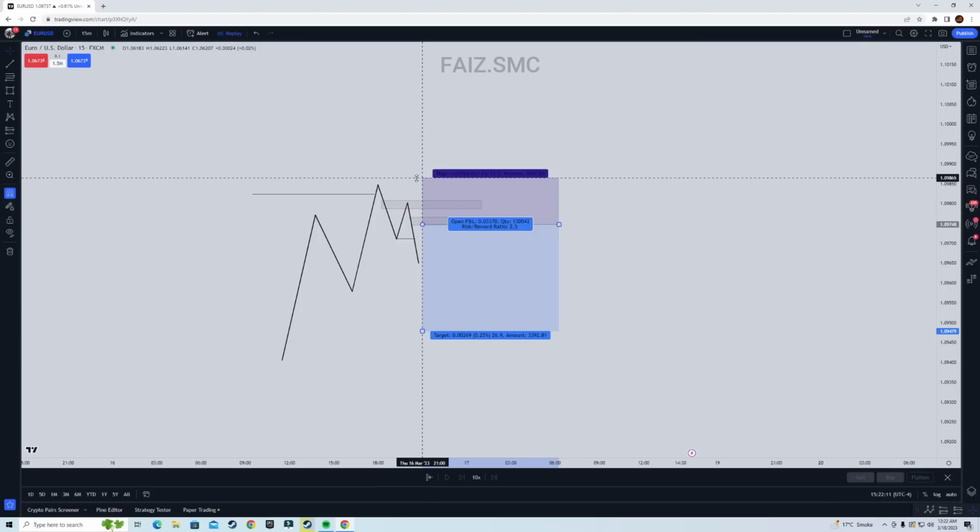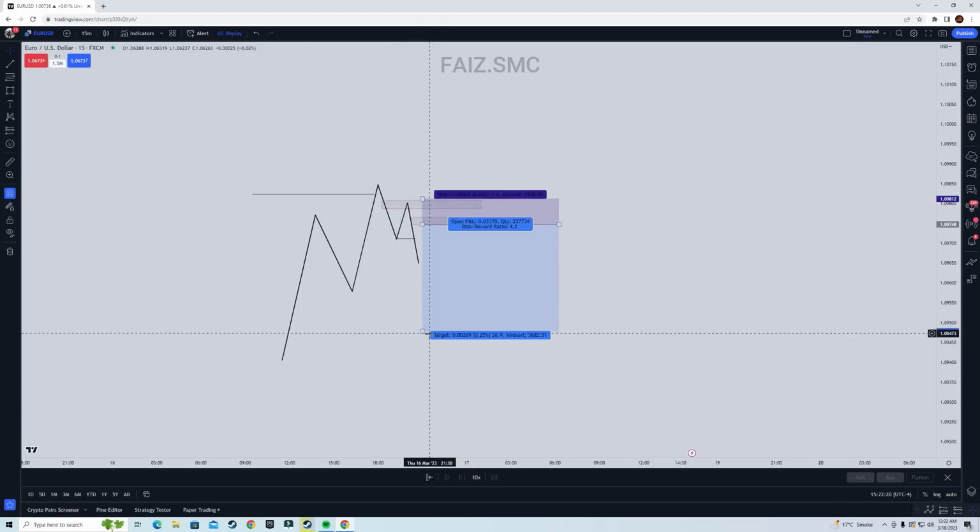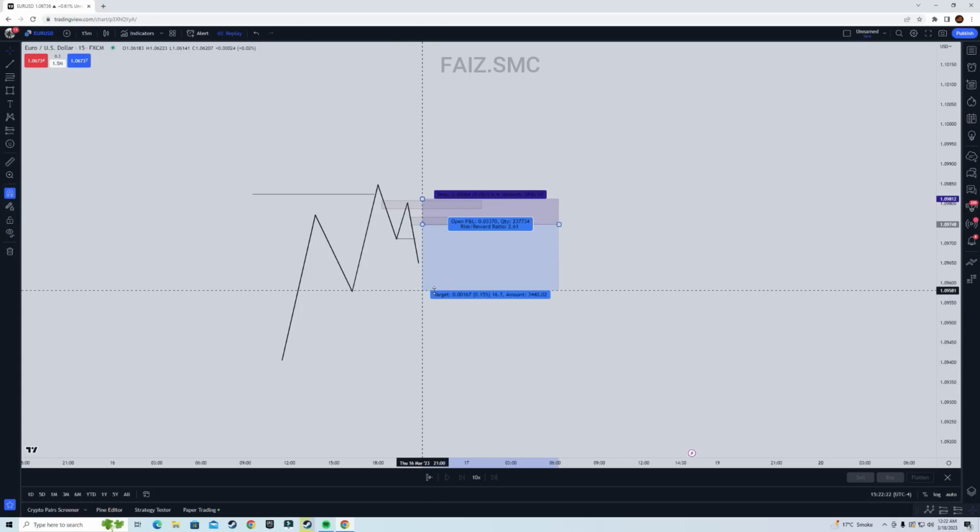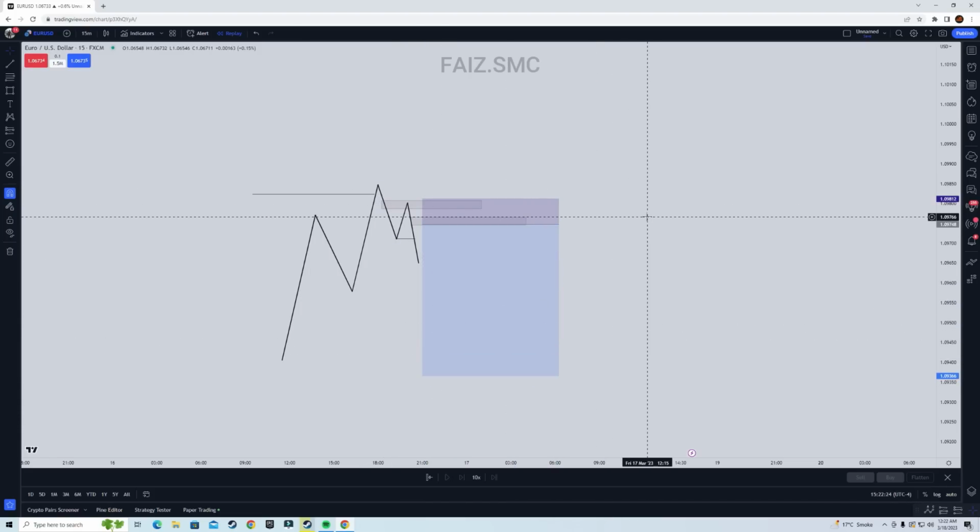Usually I would put my stop right here just to be on the safe side. But if you want to increase your reward, you can put it here, but be cautious, okay? And this is it, guys. This is how you identify high probability market structure shifts. I'm going to give you guys a couple of examples and then I'll end the video.